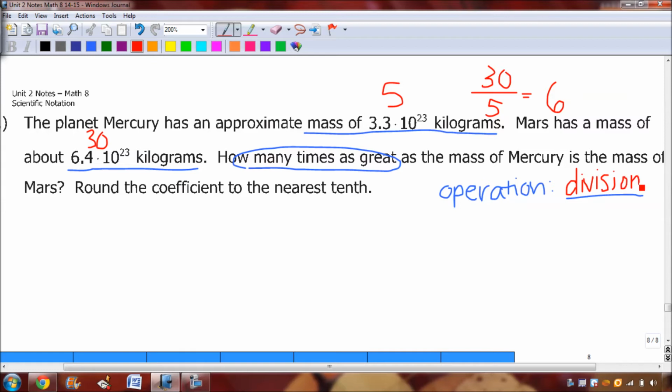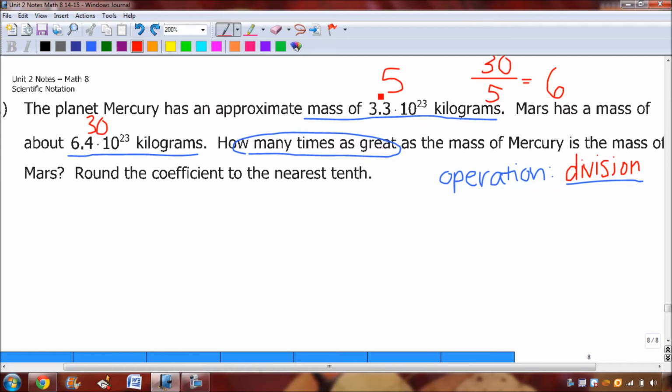Okay? Once you figure out this piece, it's so much easier to solve the problem. And you figure this out by using easy numbers, because once you put it in a context that you understand, it's so much easier to solve. All right, now that I figured out what the operation is, I don't need to use this 5 or this 30, because again, that was just a tool to figure out what the operation actually is.